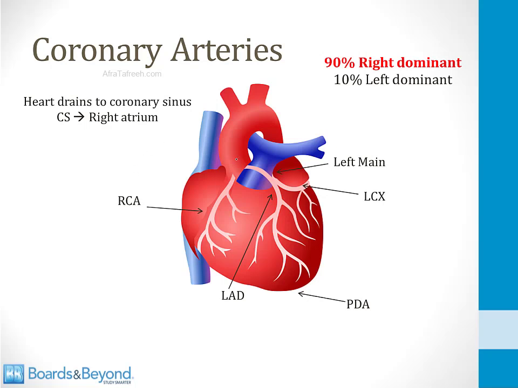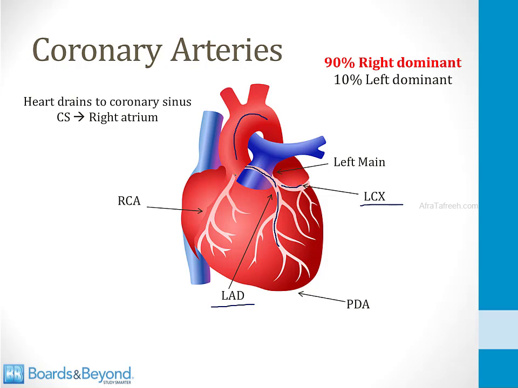If we look at the picture on the screen, this red structure here that I'm drawing a line through with my pen is the aorta. Coming off of the aorta are two vessels that supply blood to the heart. The first one is called the left main coronary artery. It bifurcates into two vessels, the LAD, the left anterior descending coronary artery, and the left circumflex coronary artery. The LAD artery supplies blood to the anterior wall of the left ventricle. The left circumflex supplies blood to the lateral wall of the left ventricle.